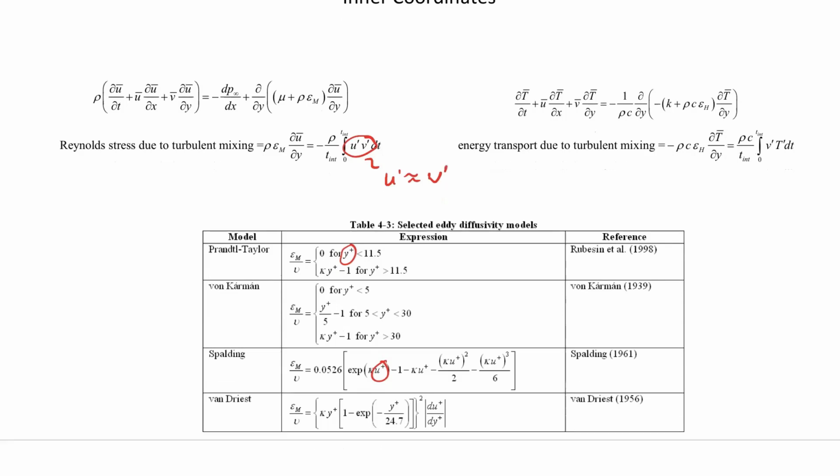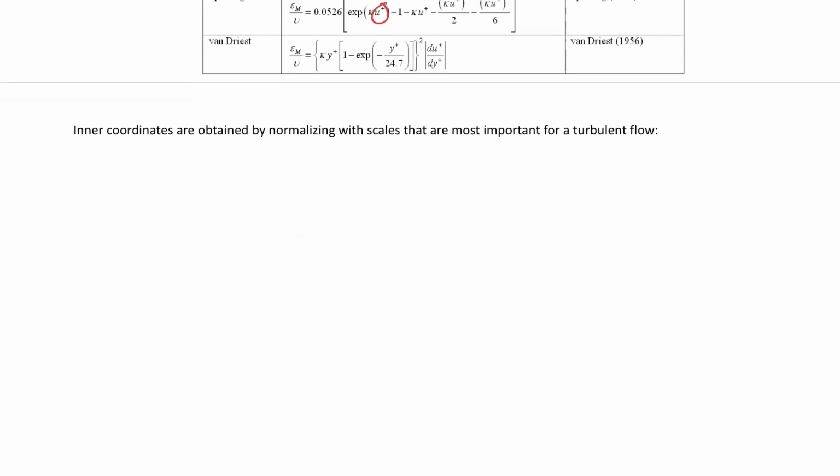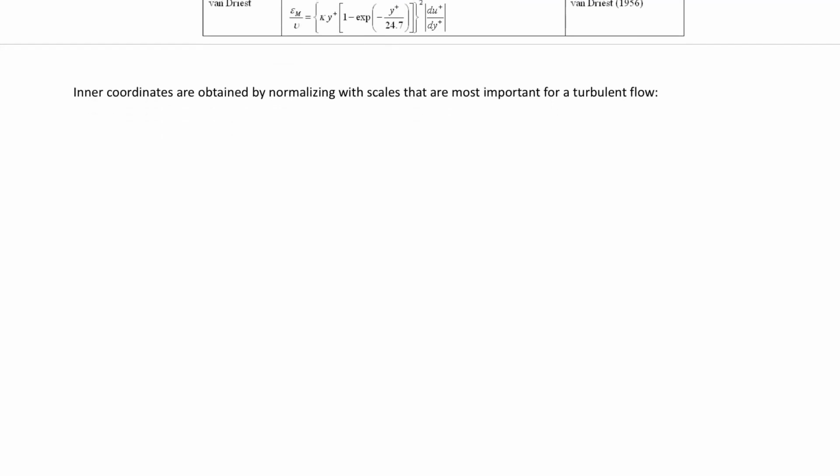So let's figure out how to get these inner coordinates. It maybe sounds scary, but it's really not that bad. Inner coordinates are obtained by normalizing with scales that are most important for turbulent flow, as we've said. So let's start with the length scale. Our length scale is going to be the approximate size of the viscous sublayer.